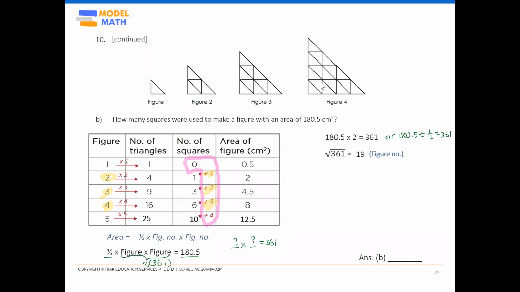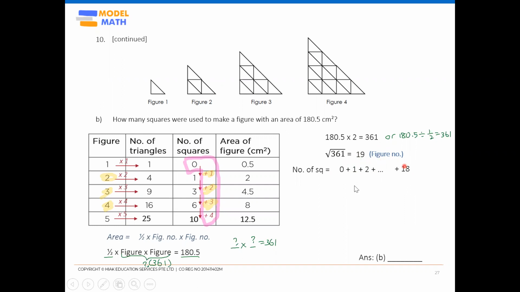So what does this mean? That means if I want to arrive at figure 19, I need to plus all the way until 18, one less than figure 19. So 0 plus 1 plus 2 plus 3 plus all the way up to plus 17 plus 18. Okay? So this is your key to working out your number of squares at figure 19.